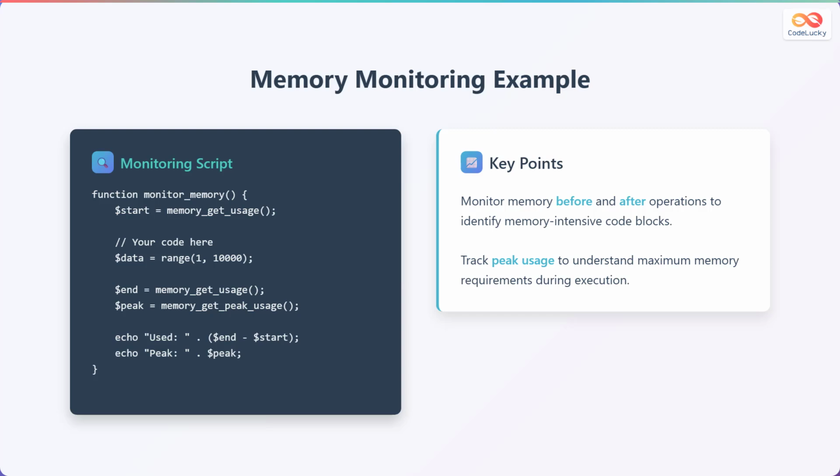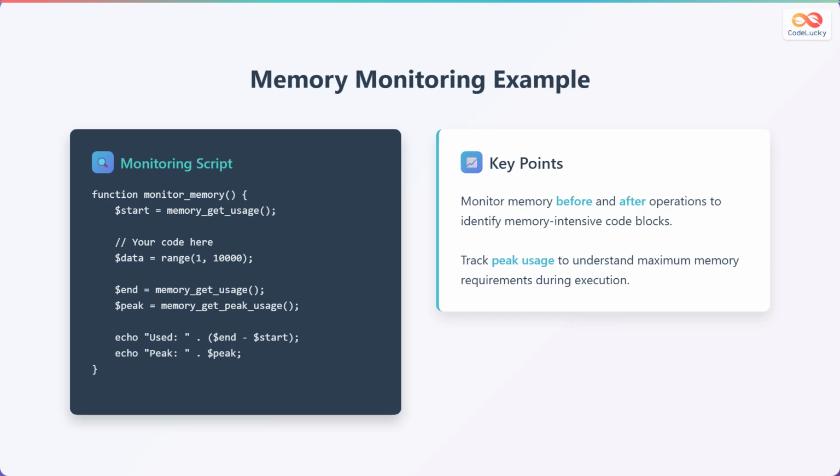Let's walk through a practical example of memory monitoring in PHP. We can define a function called monitor_memory. Inside this function, first we capture the starting memory usage using memory_get_usage and assign it to the variable start. Then we put the code that we want to monitor. For example, let's create an array with values ranging from 1 to 10,000 using the range function and assign it to the data variable. After the code that you want to monitor, capture the ending memory usage using memory_get_usage function and store it in the end variable.